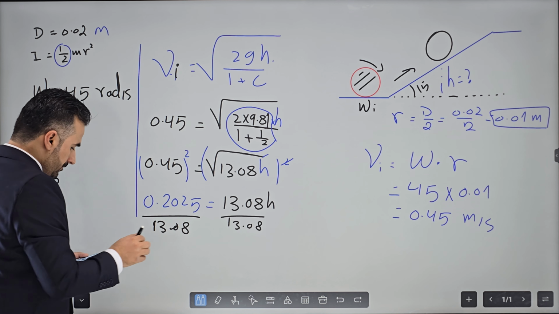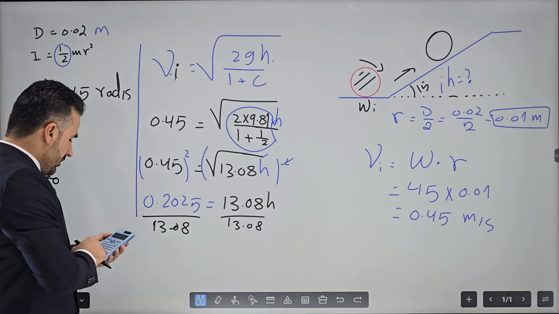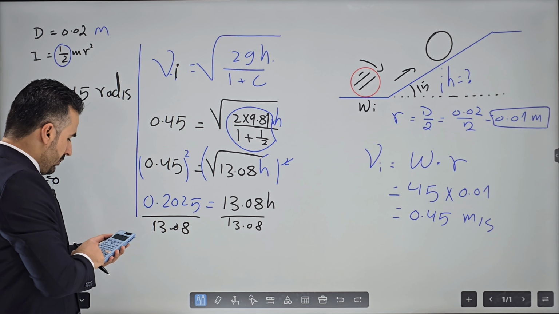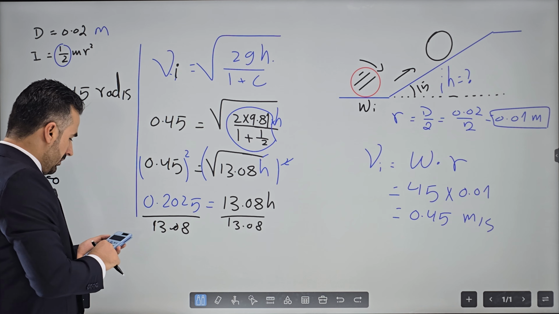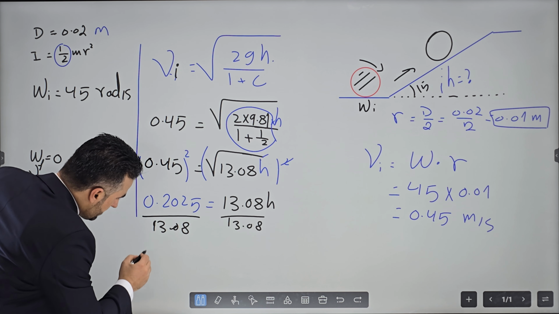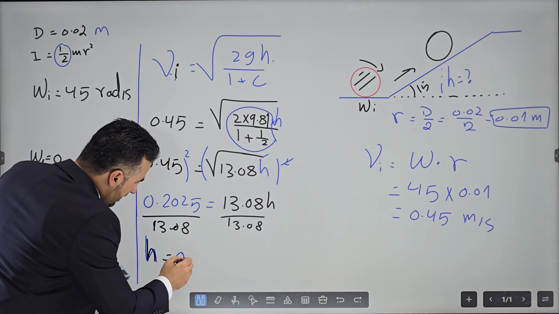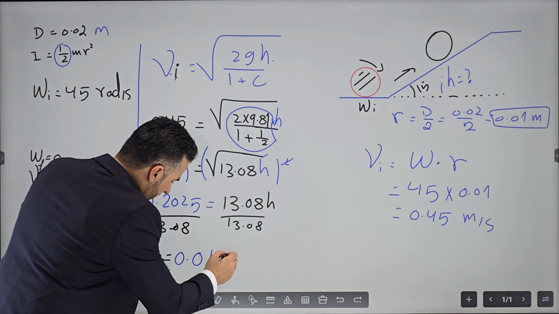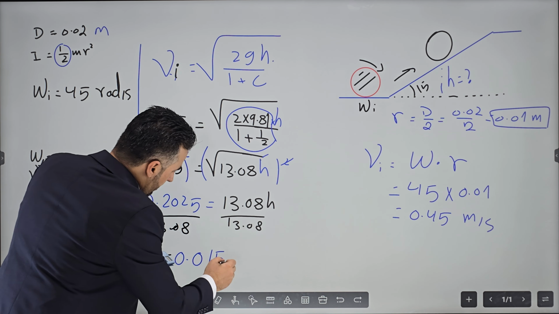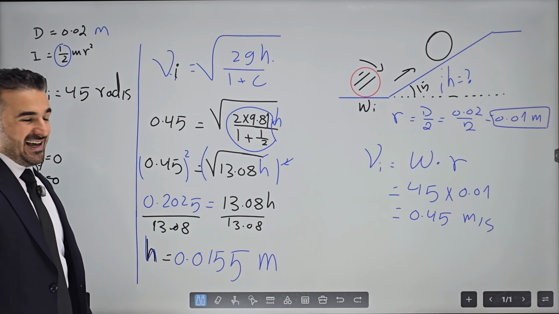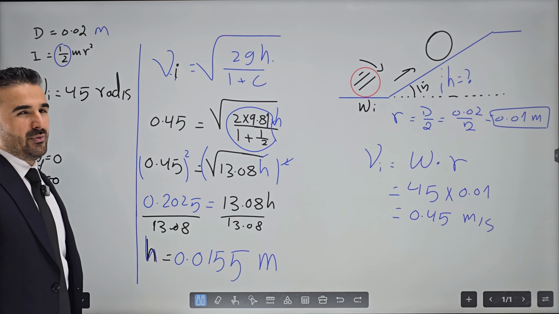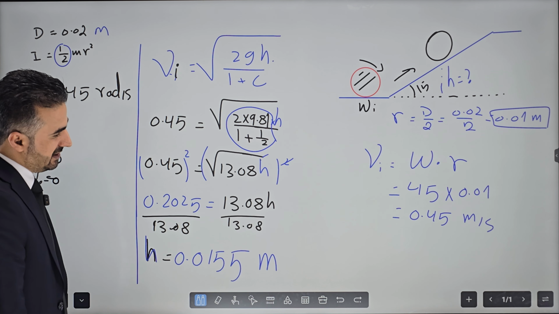So we have 0.2025 divided by 13.08. The answer is equal to 0.0. So the height now is equal to 0.00154, you can say 155. That is in meter. Actually, if you're going to convert this one to centimeter, of course, you just multiply by 100, then that is going to be 1.55 or 1.6 centimeter by rounding here.